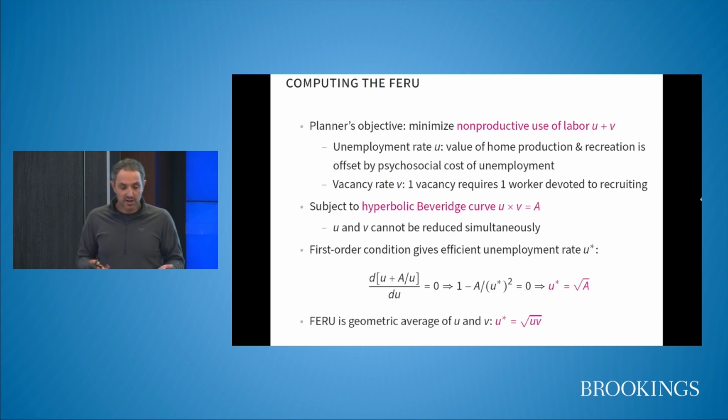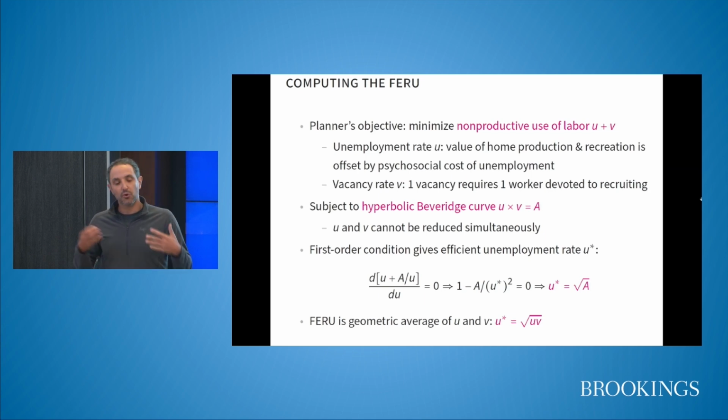We consider a social planner that's trying to maximize welfare. So how do you maximize welfare in this type of model? Here what we have in mind are modern models of the labor market. Well, you have to maximize output, and to do that, what you have to do is minimize the non-productive use of labor. So what are the non-productive uses of labor in this model? There are two forms of non-productive use of labor. One is, of course, unemployment.